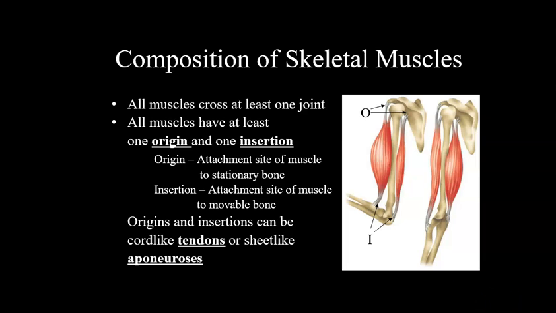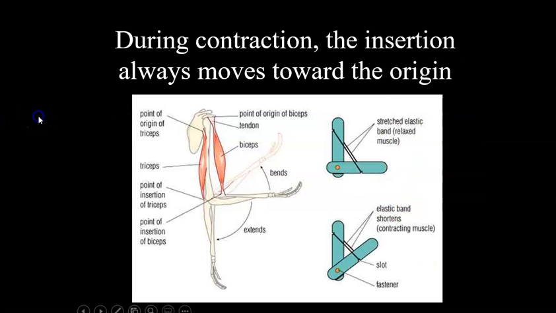So origin is anchor point, insertion is moving. You will always go from insertion to origin. It's one way to keep track of what is the origin and what is the insertion. Origins and insertions can be bones. They can also be tendons or aponeuroses, which are sheets of tendon-like connective tissue, versus tendons, which are the cord-like. Or they could also be other types of structures.